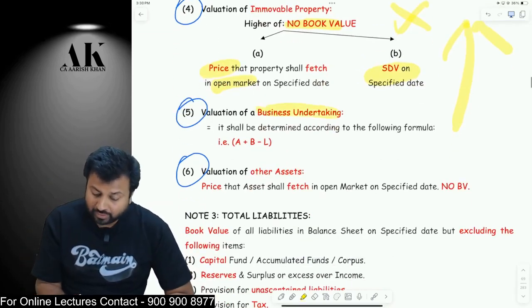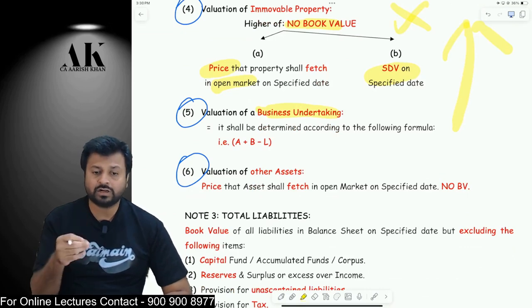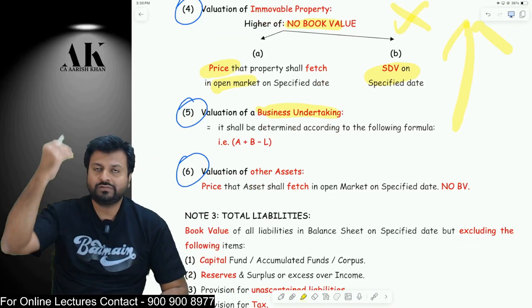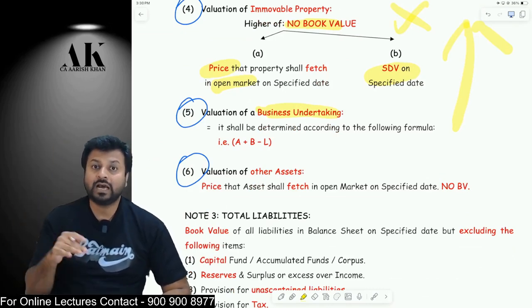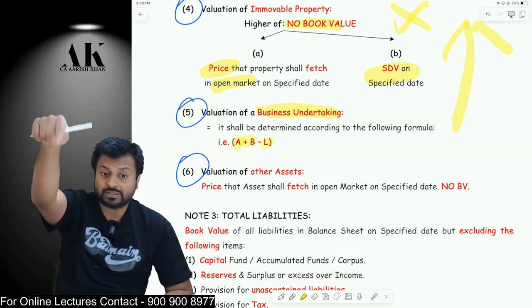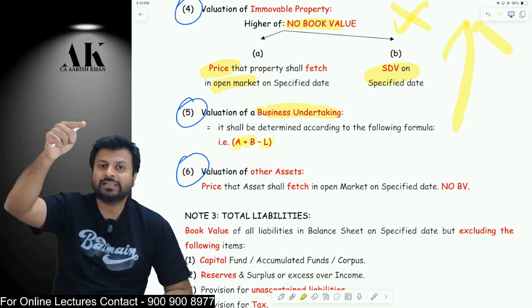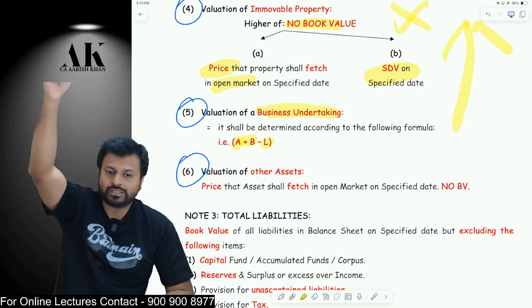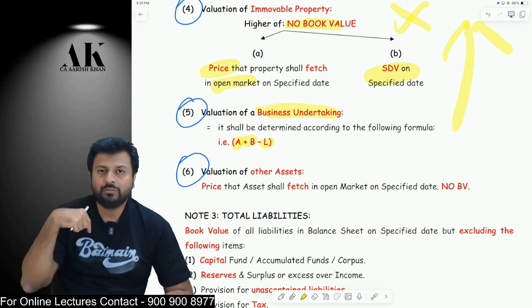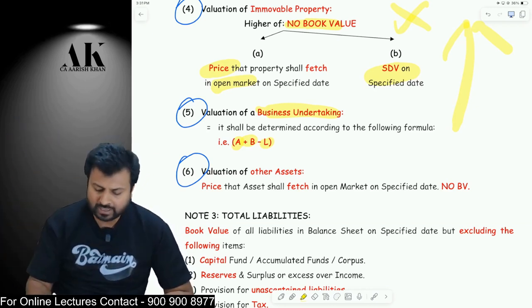The next one is also a very, very dangerous part: valuation of a business undertaking. Suppose you have some stake in a partnership firm. You have a 30% stake in a partnership firm. Then how will you value that? You have to do A plus B minus L of that partnership firm, just like you have done for unquoted shares, and then on that, how much stake do you have? 30%. Multiply by 30%, and you will get the value.